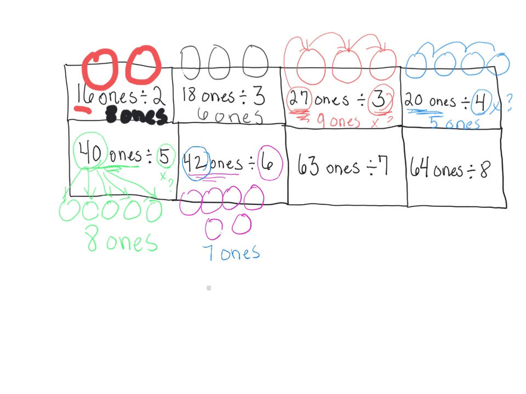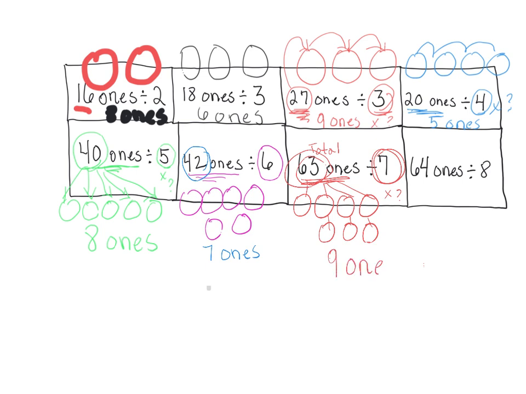All right, continuing on, we have 63 ones, a total. This is our total, 63 ones, and we need to spread them equally into 7 groups. And when we take our total of 63 ones and place them equally into those 7 groups, and we would say 7 times what gives us 63, we would say 9 ones.